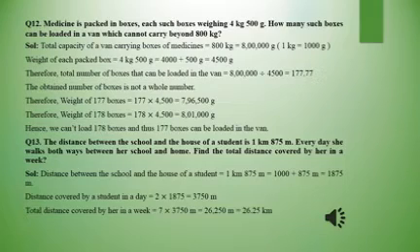So total distance covered by her in a week would be equal to 7 into 3750, because we have 7 days in a week. So we multiply 7 by the distance covered by the student in a day, which is 3750, which is equal to 26,250 meter. So we convert this meter finally into kilometer, which is equal to 26.25 kilometer.